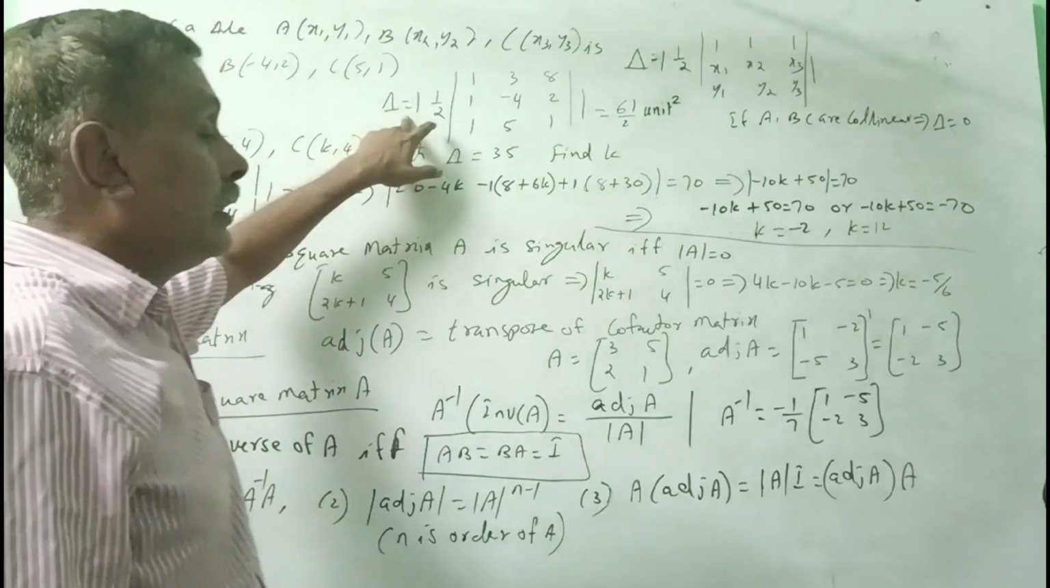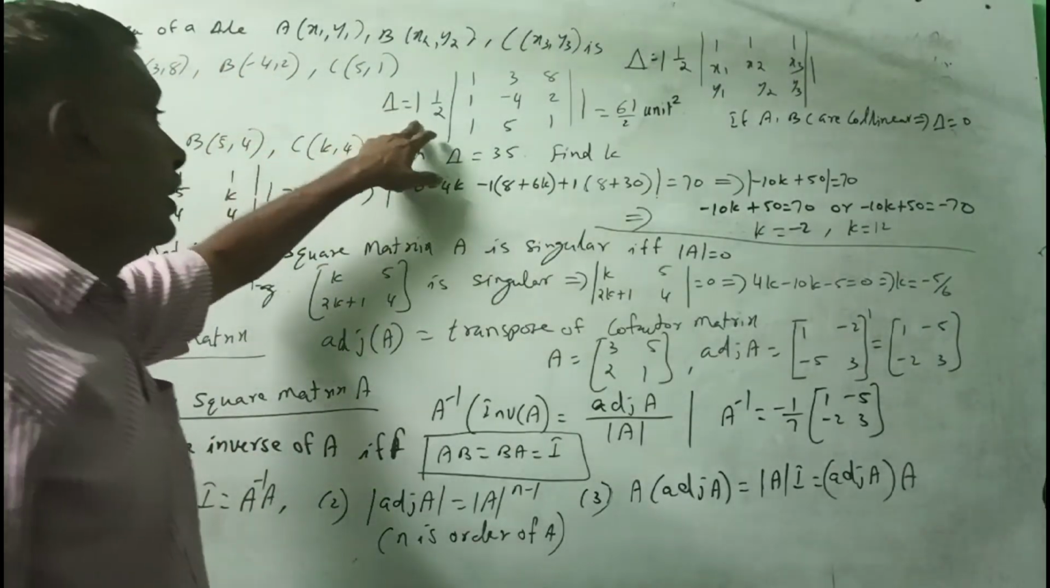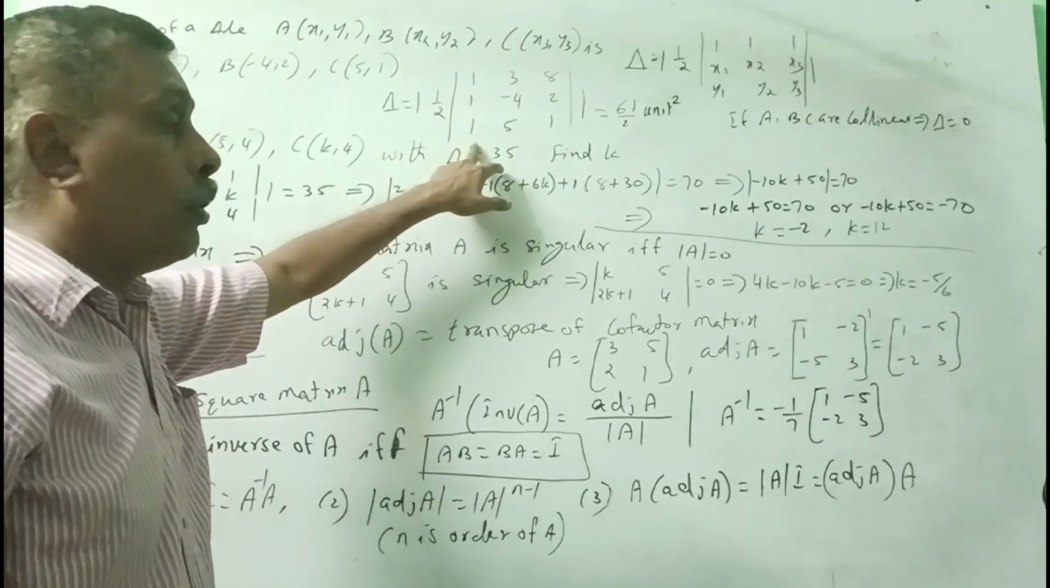Now, this is an example, 3 vertices are given. So this time I took 1, 1, 1 column-wise.